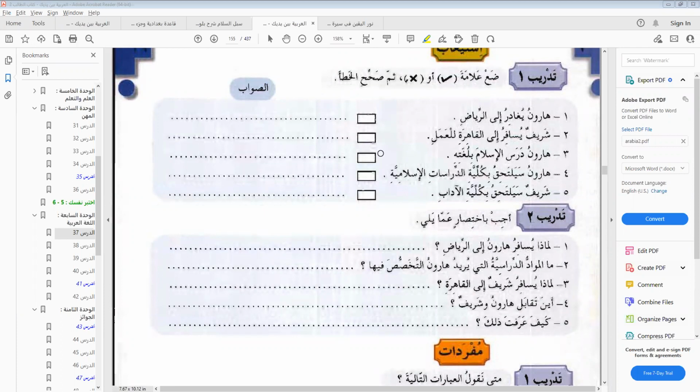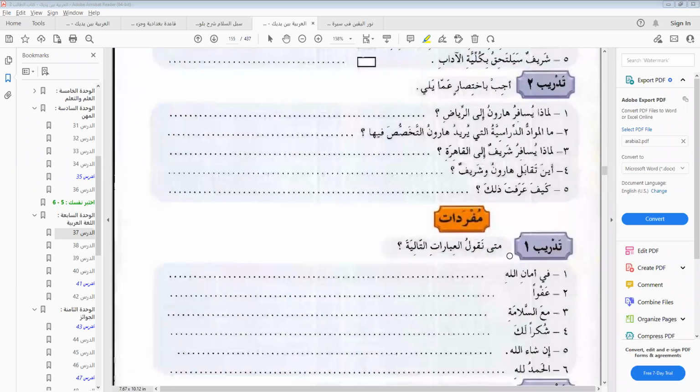Now, شريف يسافر إلى القاهرة للعمل. خطأ. يسافر إلى القاهرة لماذا؟ لطلب العلم. هارون درس الإسلامية بلغته. نعم صحيح. درس الإسلام بالأردية. نعم. في إسلام أباد. هارون سيلتحق بكلية الدراسات الإسلامية. صحيح. And the last, شريف سيلتحق بكلية الآداب. صحيح. في القاهرة. نعم.